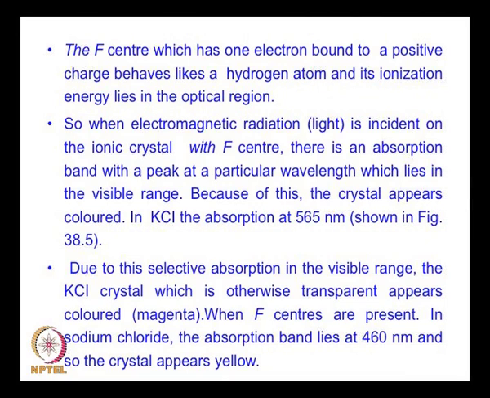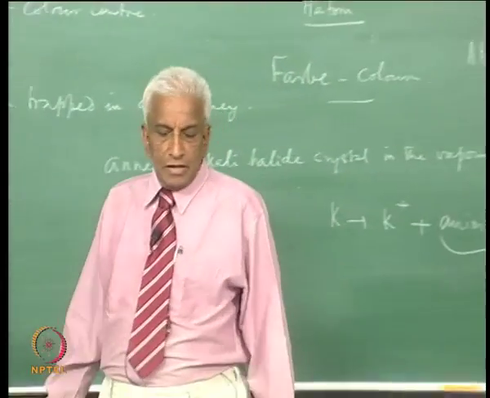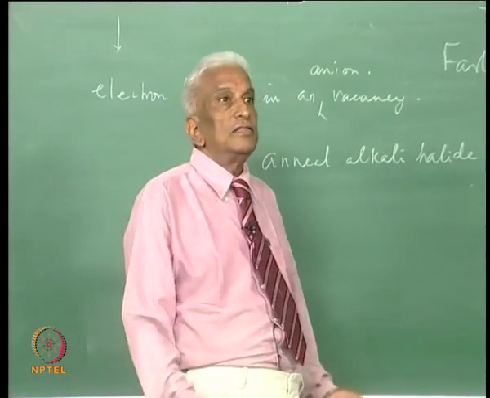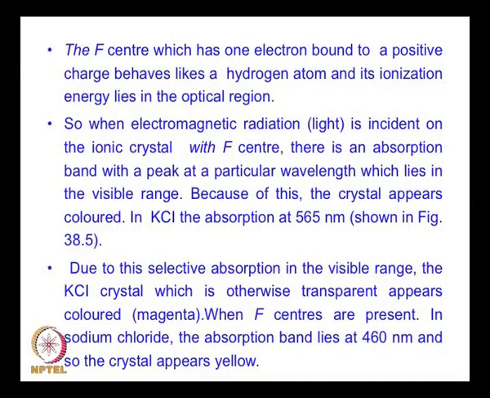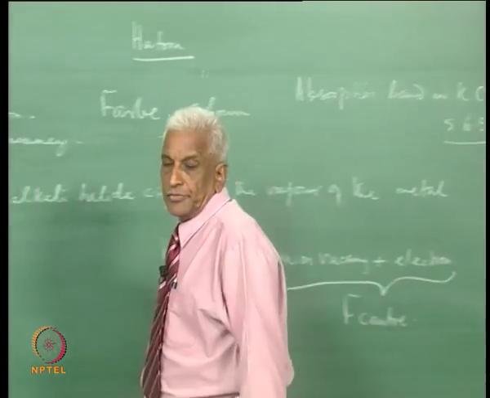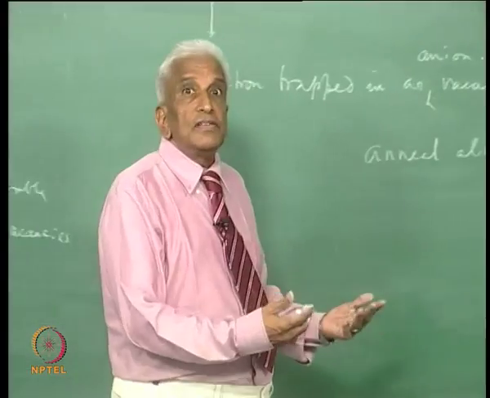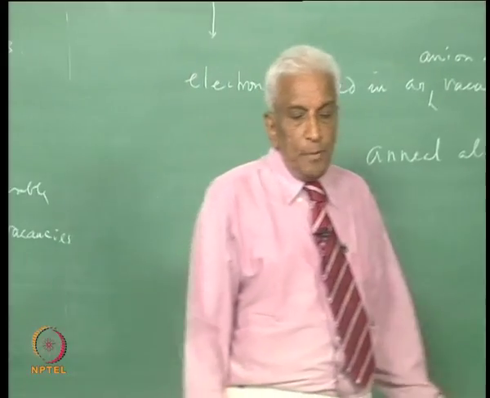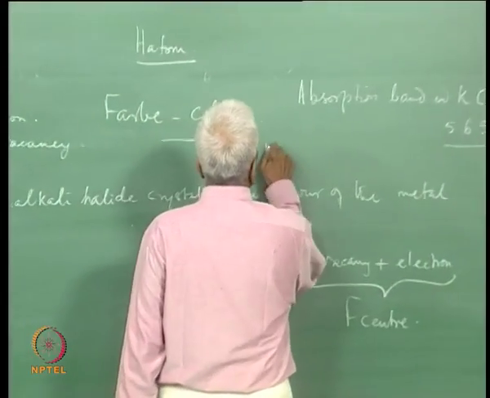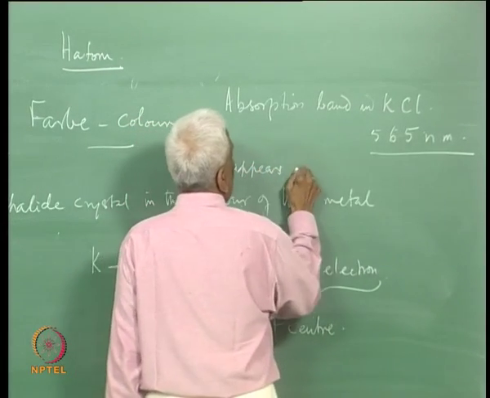So, when electromagnetic radiation in the form of light is incident on the ionic crystal with such F centers, there is an absorption band with a peak at a wavelength which lies in the visible range. Because of this, the crystal appears colored. To be exact, this is 565 nanometers in KCl. Because of this, the KCl crystal, which is otherwise transparent, appears colored, has a magenta color, with the introduction of these F centers.